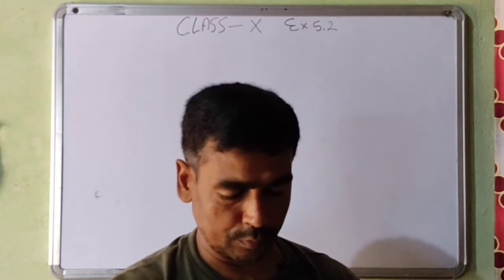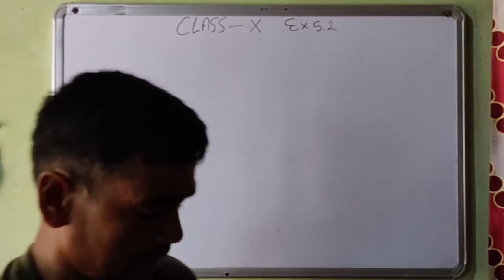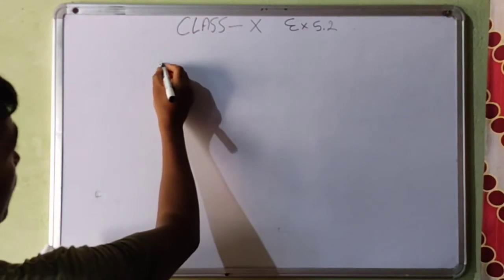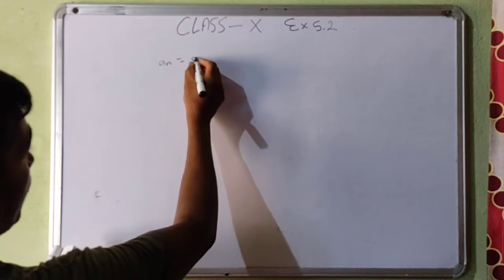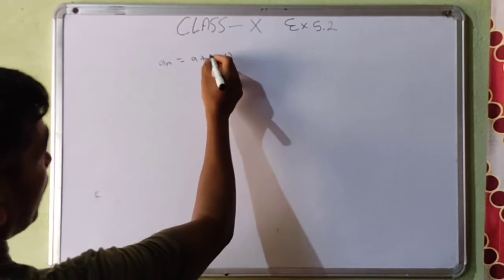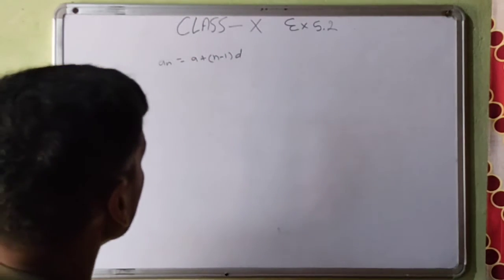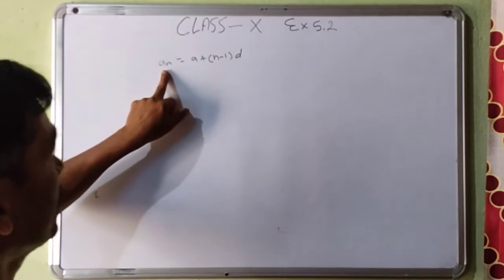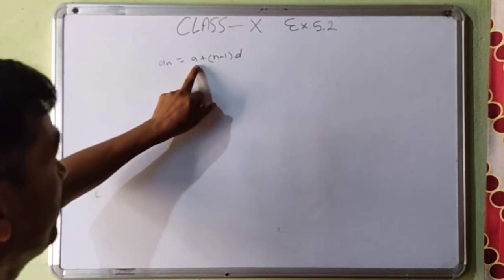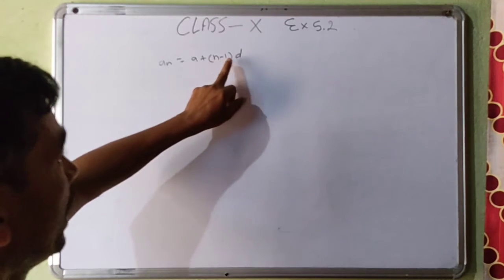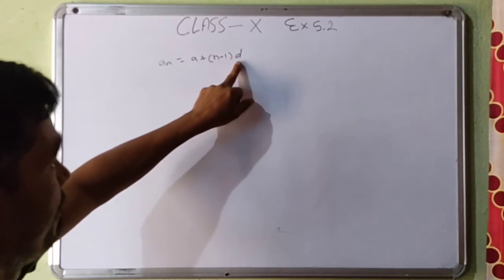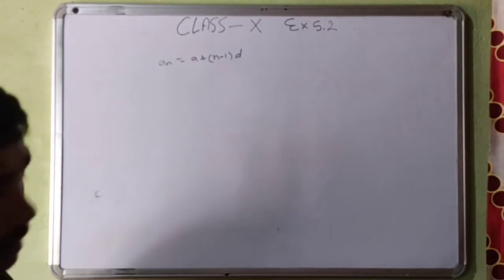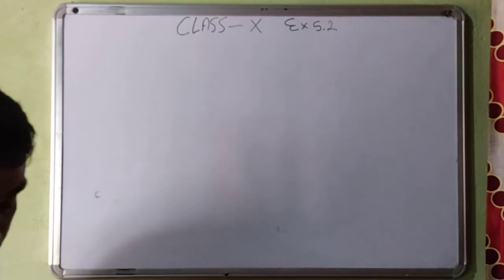Exercise 5.2. In this exercise, we will apply the formula an is equal to a plus (n minus 1) d. An means the last term, a means the first term, n means the number of terms, and d means, you know that very well, the common difference of the AP. So you will be applying this formula in this question and the previous ones also.